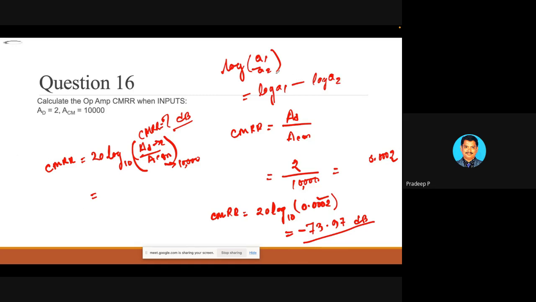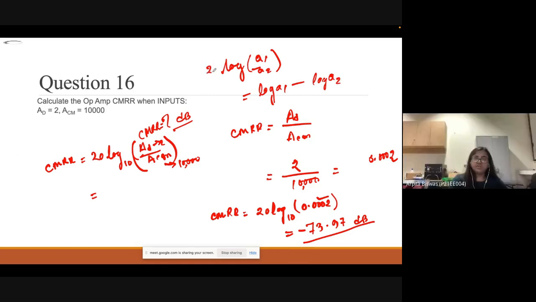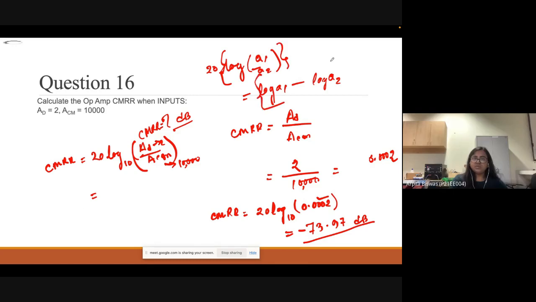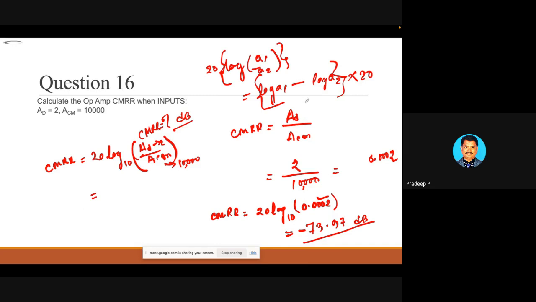So if 20 is multiplied here, it is also multiplied here. Just take this value and multiply it with 20, definitely you will get minus 73.9. Recheck it. Yes, ma'am, I got the answer, ma'am. Yes. Let's continue to the next question. Nice. Okay.